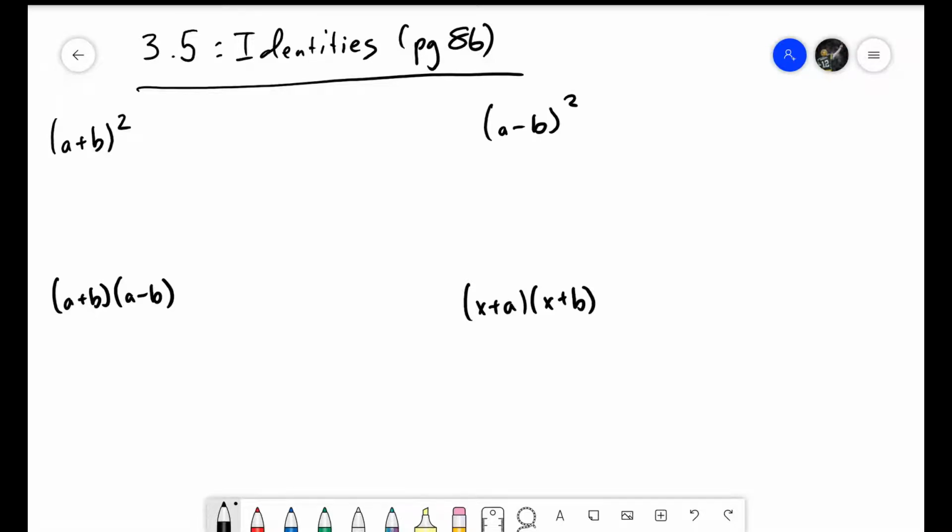In this video, we'll be looking at identities. So on the board here, I have 4 identities written. That will be the 4 we will be learning about today. First one is, what is (a + b) squared?